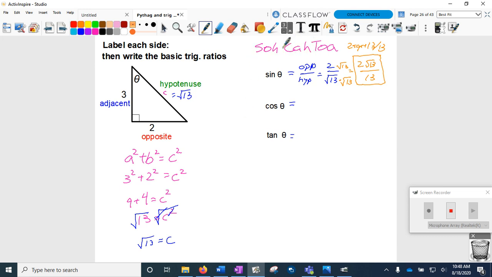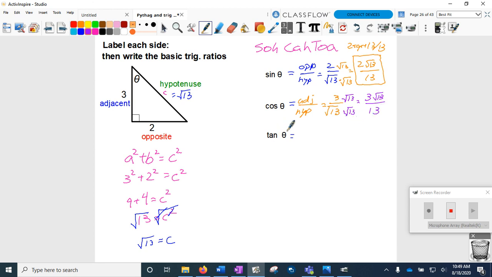For cosine, remember, we're going to use our trig ratio CAH. That's from our magic word. Cosine is adjacent over hypotenuse. So again, look at your triangle over here. The adjacent side over the hypotenuse. ADJ is 3. The hypotenuse, again, square root of 13. And again, we want to rationalize. We don't like radicals in the denominator, so we give it a buddy. Give it a buddy. Whatever you do to the bottom, do to the top. 3 square root 13 over 13.